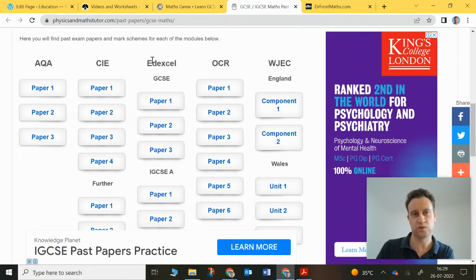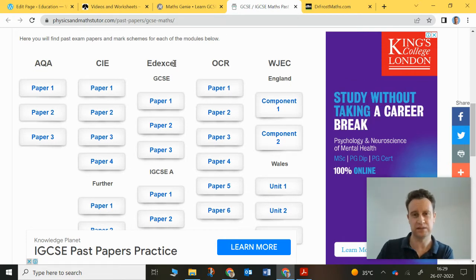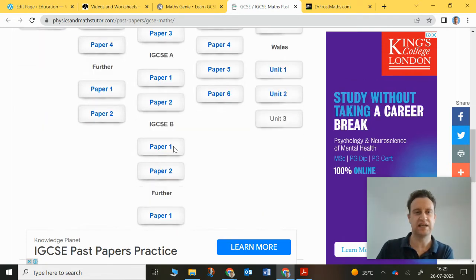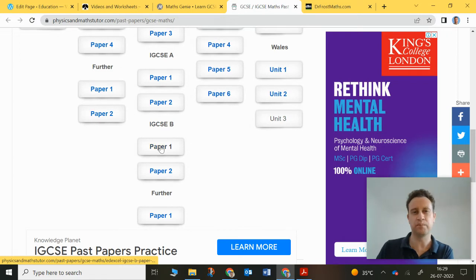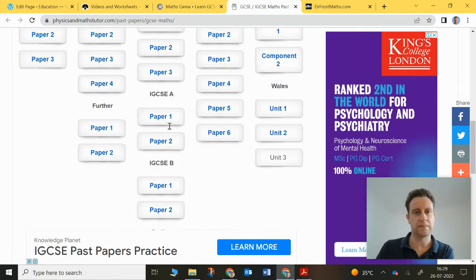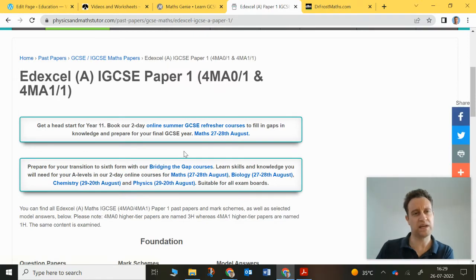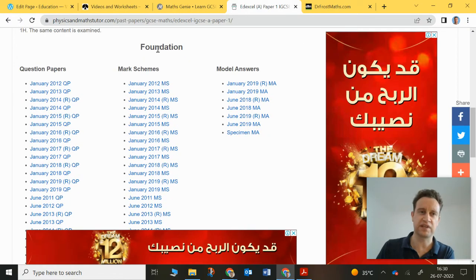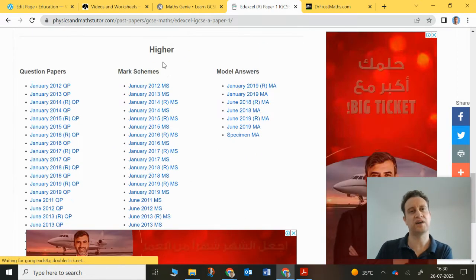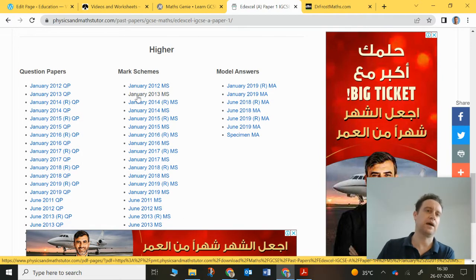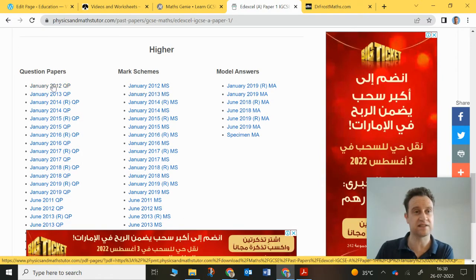in my school, GEMS Wellington International School in Dubai, we use Edexcel, and we use IGCSE, and there's IGCSE A and B. I'm not quite sure what B is, but we use A. And if you have a look in this one, you've got paper 1 and paper 2. So let's have a look at paper 1. So if we look at paper 1 here, you can see you have foundation past papers and you have higher past papers. So if you're doing higher ones, these start in January 2012.